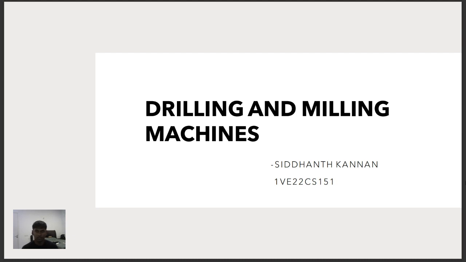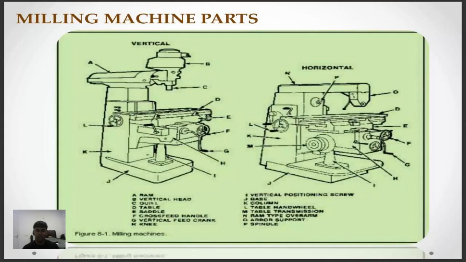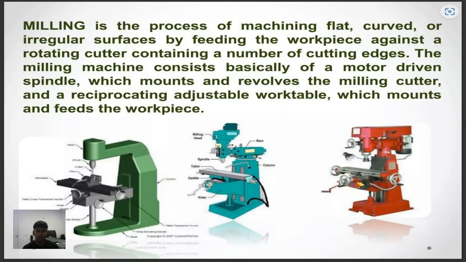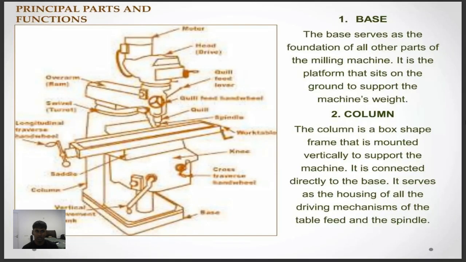I'm a first year in Sri Venkateswara College of Engineering, and today I will be talking about drilling machines and milling machines. Milling is the process of machining flat, curved, or irregular surfaces by feeding the workpiece against a rotating cutter containing a number of cutting edges. The milling machine consists basically of a motor driven spindle which mounts and revolves the milling cutter and reciprocating adjustable work tables which mounts and feeds the workpiece.